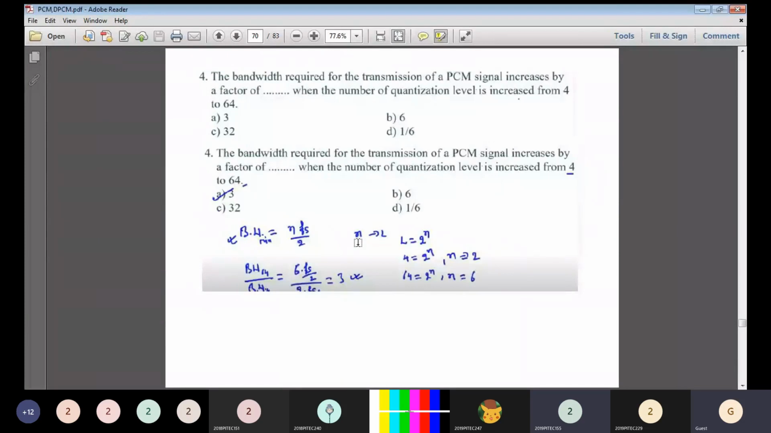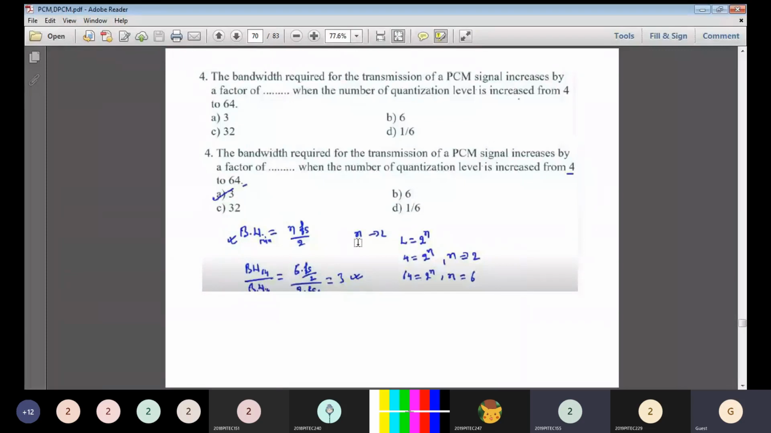Next, the bandwidth required for the transmission of a PCM signal increases by a factor of what, when the number of quantization levels is increased from 4 to 64. So what is the question again? The bandwidth required for transmission of a PCM signal increases by a factor of what, when the number of quantization levels is increased from 4 to 64.